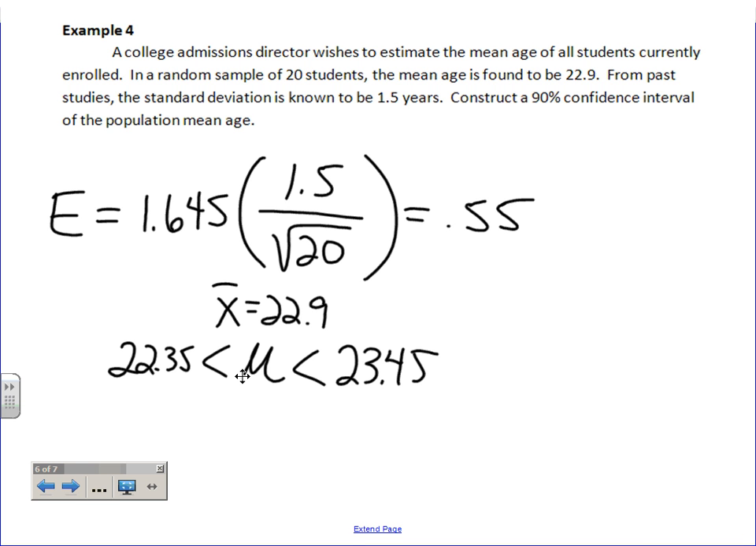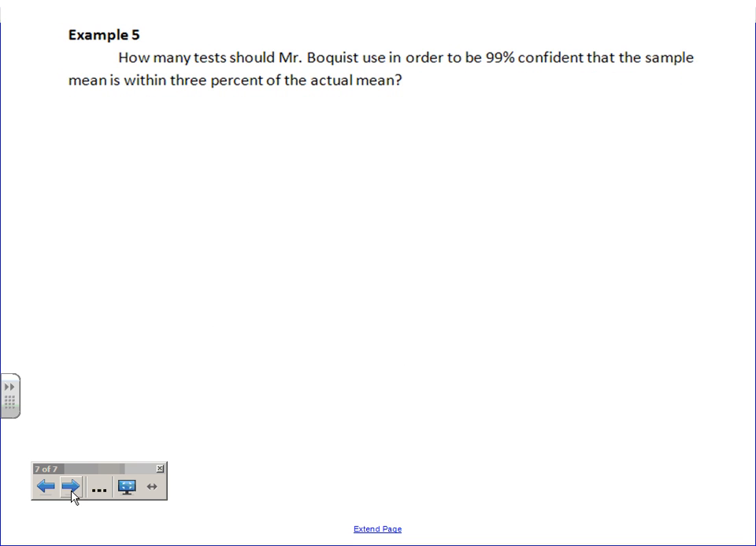That's right. Now what if I switch the question around like I did right here? So how many tests should I take? I only took how many? 30 before? And I got to 95% confident, right? So how many should I take in order to be 99% confident that the sample mean is within 3% of the actual mean? So I flipped the question around on you a little bit, right?